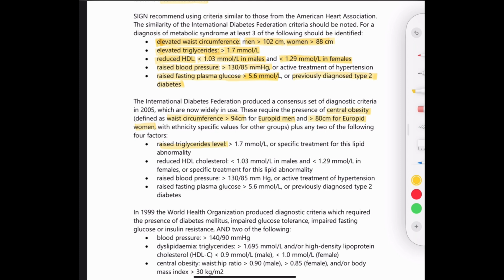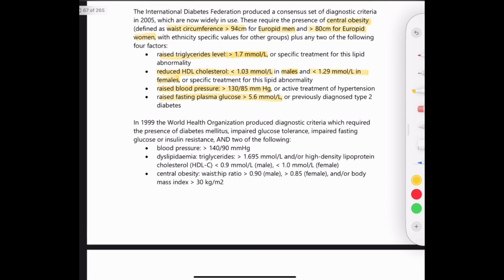Raised triglyceride level greater than 1.7 millimole per liter, or specific treatment for this lipid abnormality. Reduced HDL cholesterol, less than 1.03 millimole per liter in males and less than 1.29 millimole per liter in females, or specific treatment for this lipid abnormality. Raised blood pressure greater than 130 by 85 mmHg, or active treatment of hypertension. Raised fasting plasma glucose greater than 5.6 millimole per liter, or previously diagnosed type 2 diabetes.